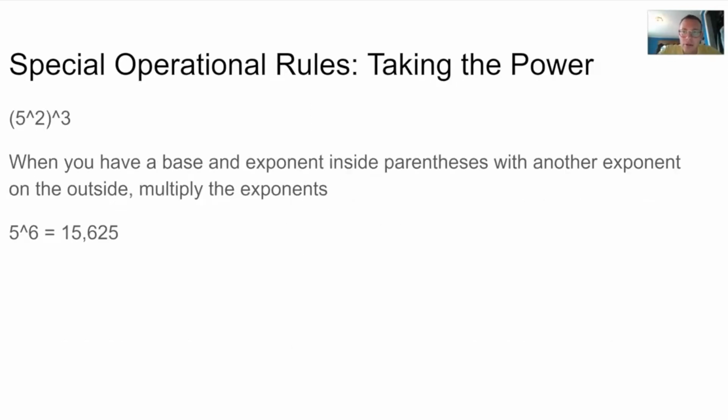New situation, taking the power. 5 to the second all to the third. Pay attention to those parentheses. That means the whole thing is to the third, not just a part of it. When you have a base and an exponent inside parentheses with another exponent on the outside, multiply those exponents. So 5 to the second, all raised to the third, means 2 times 3, which is 6. So we keep the same base. Now it's 5 to the sixth. What is 5 to the sixth? Well, it's 5 times 5 times 5 times 5 times 5 times 5, which is 15,625.